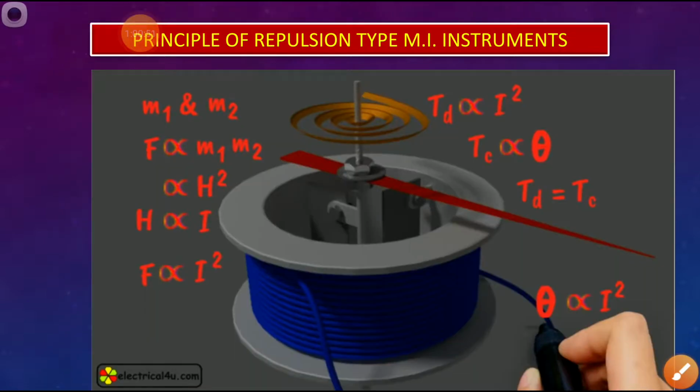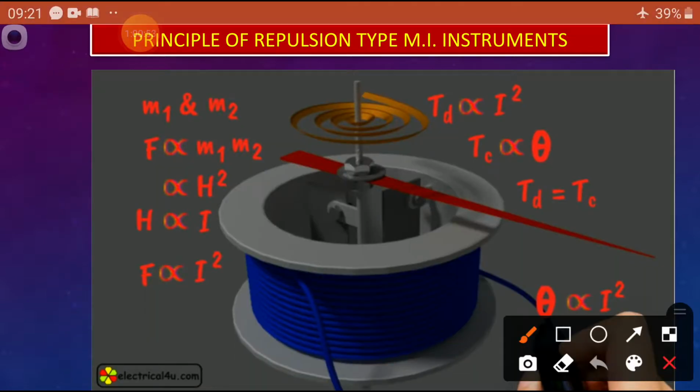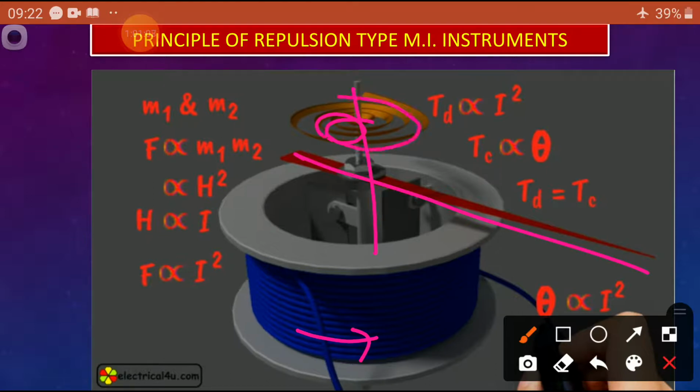Now you can see the operation. Here also the same current is flowing. In this arrangement, you can see the parts: this is a coil, the spindle is attached to the pointer, a spring control is provided, and there are two iron pieces inside. Here is one iron piece, and another iron piece is attached to the spindle.